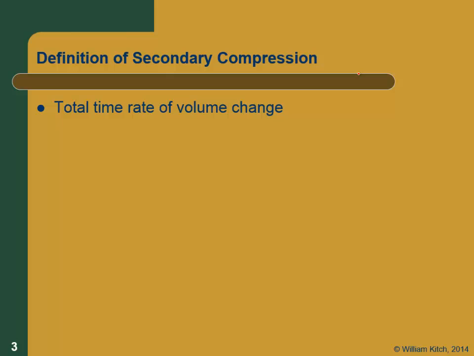So this is a repeat. We've talked about this already. The total volume change comes from two components. We talked about this already today in a slightly different form. There's a change in volume due to a change in effective stress at a given time, times the change in effective stress as a function of time. And the second one is a change in volume versus time at a constant effective stress.